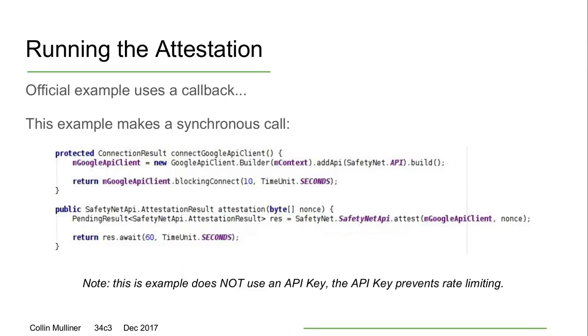This is probably the only piece of code I'm actually going to show. It's basically just how you call it. SafetyNet is part of the Google API client. You basically just say, I want a connection to the SafetyNet API, and then you just call it.